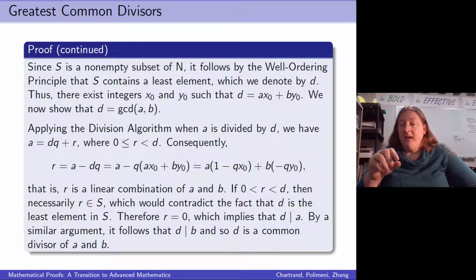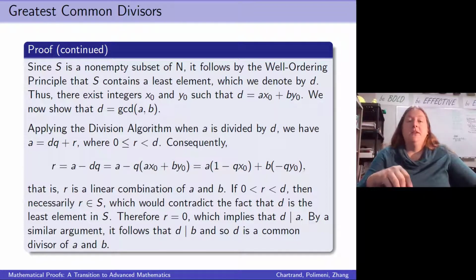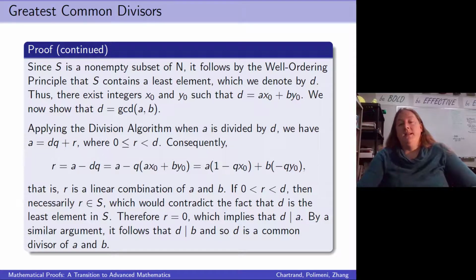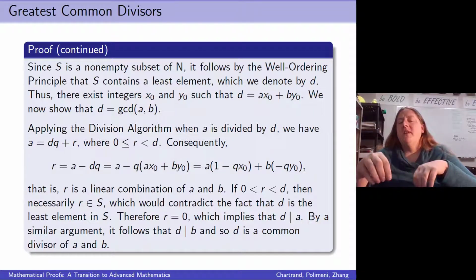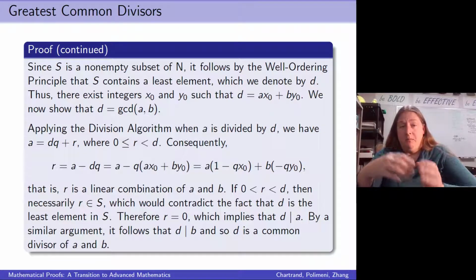If you're not sure how we got from the step before to this one, take a minute, work it out, and you'll get there with that arithmetic algebra stuff. All right? So what we have now, looking at the very first term in our system of equations and going to the very last, we have R equals A times the quantity 1 minus Q times x sub 0 plus B times negative Q times y sub 0. What that means is R is a linear combination of A and B. Now, since R is a linear combination of A and B, as long as R is a positive integer, that means that R is in S.